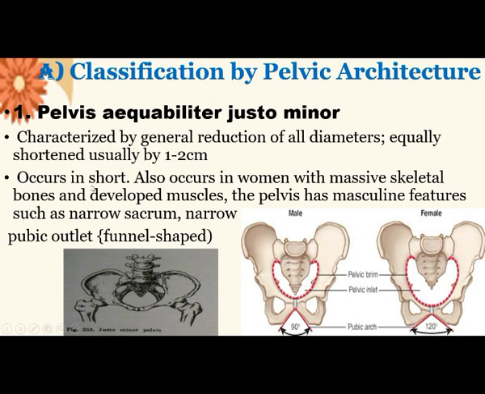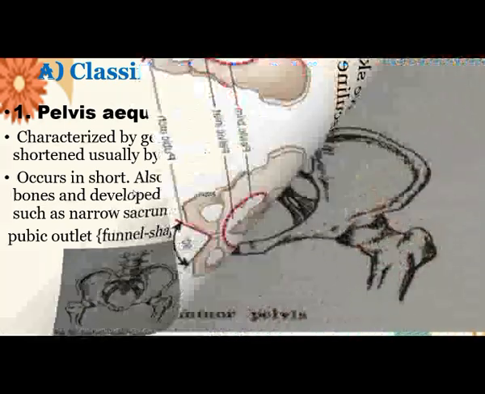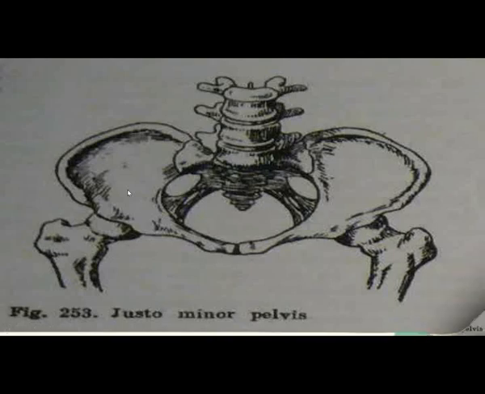It occurs in short women. It also occurs in women with massive skeletal bones and well-developed muscles. Their pelvis has masculine features such as a narrow sacrum and a narrow pubic outlet, that is usually funnel shaped. This is the pelvis aequabiliter justo minor. So the main feature is reduction of all diameters by 1 to 2 cm. You can see from this picture.